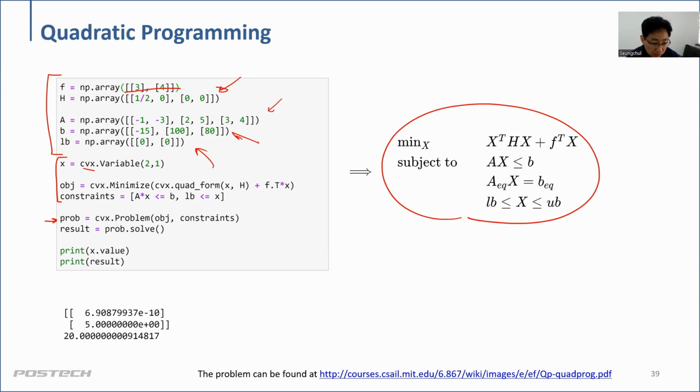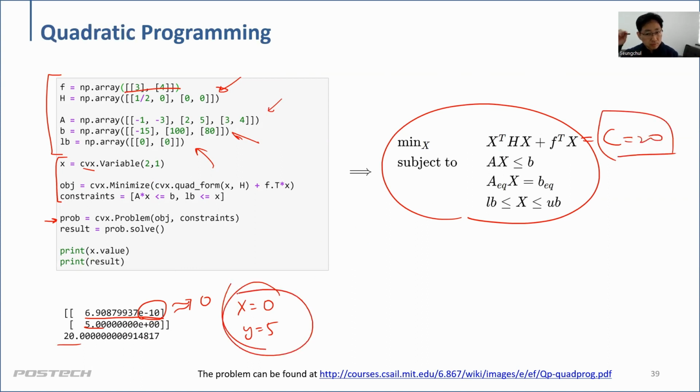And one thing I want to note here is that this one means it's 0, right? Because it's a numeric, iterative way, so there are resolution errors. Once you see that, it's okay to believe that the optimal solution is equal to 0. And for that one, I will say X is 0 and Y is 5, and the value of C is 20. All right.